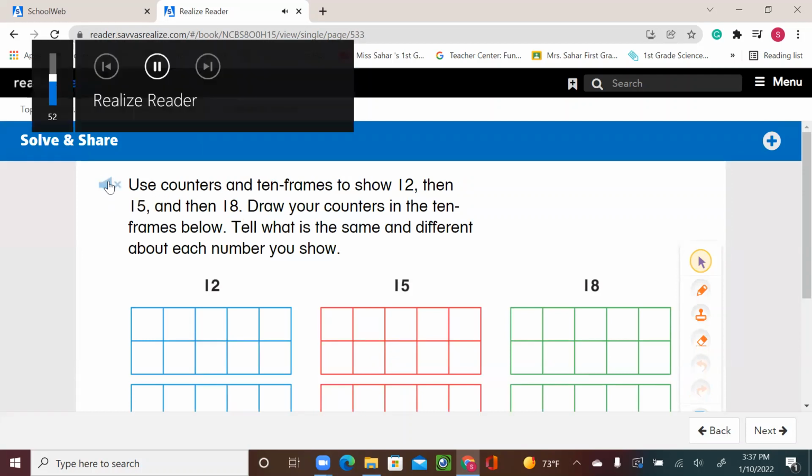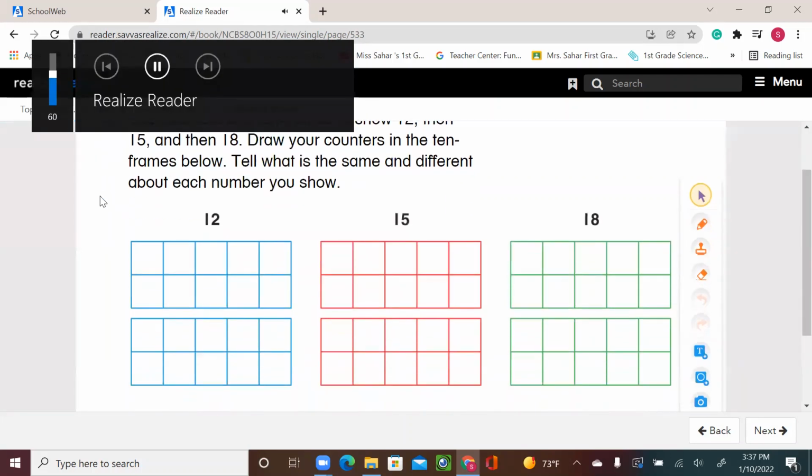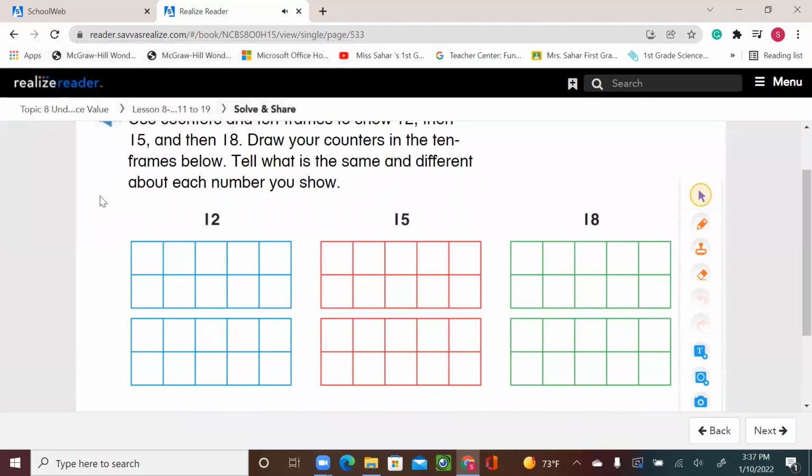Use counters and 10 frames to show 12, then 15, then 18. Draw your counters in the 10 frames below. Tell what is the same and different about each number you show. All right, so this is easy. We have three numbers. We have number 12, we have number 15, and we have 18, and we have two 10 frames for each. So I want to show that 12 in my first two blue 10 frames, 15 on my second two frames, the red 10 frames, and then 18. So let's watch our video, and then we come back for this exercise.